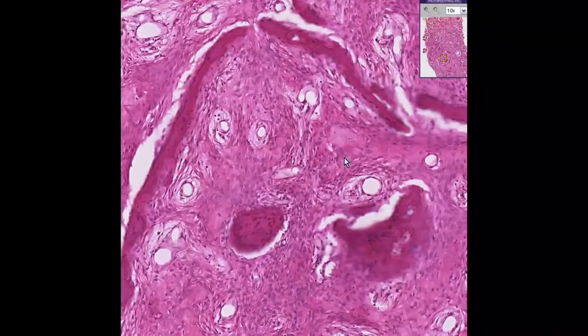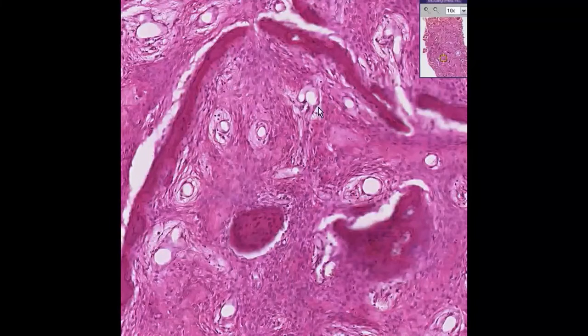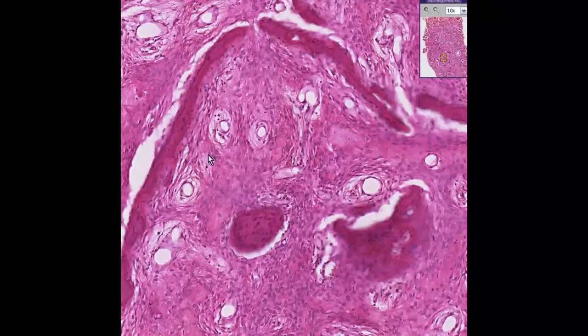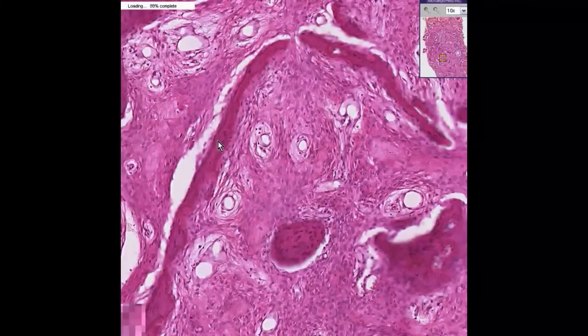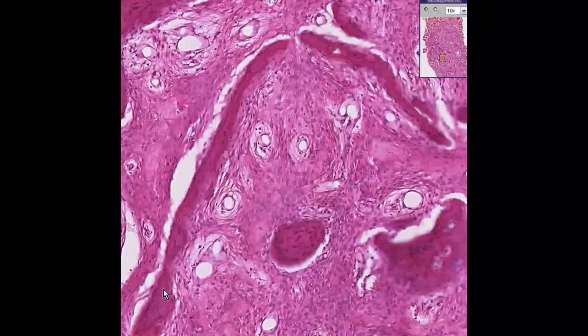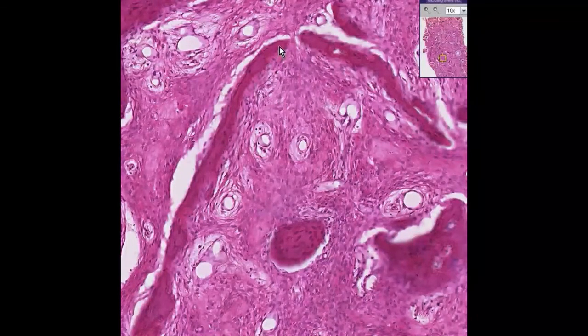Here's the fibrous tissue. Notice there's a lot of blood vessels within the fibrous tissue because this proliferating fibrous tissue needs a lot of blood, doesn't it? Here's a nice spicule of bone. For that reason, this is trabecular bone because spicules are also called trabeculae.